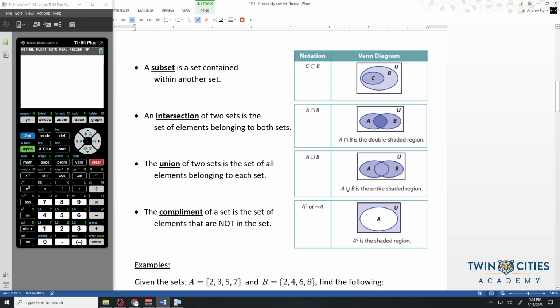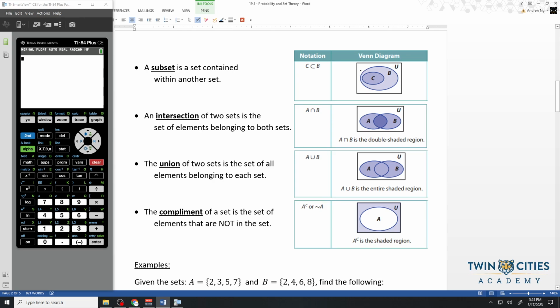I talked about subsets earlier a little bit with collections of cards and such. A subset is a set contained within another set. So in that example, C might be what cards you have, and B might be what cards your friend has, who has been collecting longer than you have. So you've got a good portion of what they have, but neither of you has every single card. So you have a subset of what your friend might have, and both of them are subsets of the universal set.